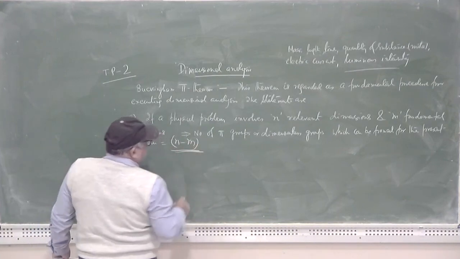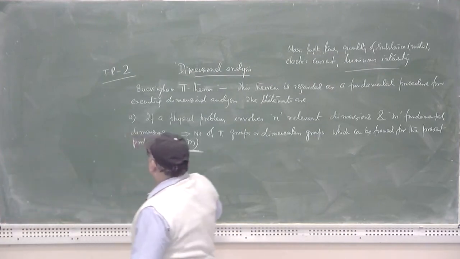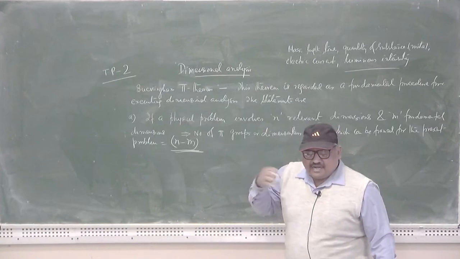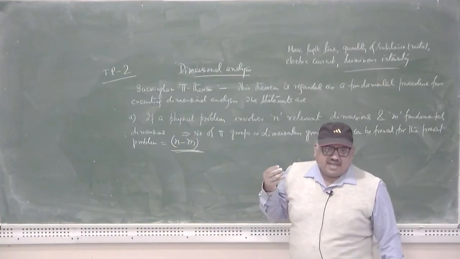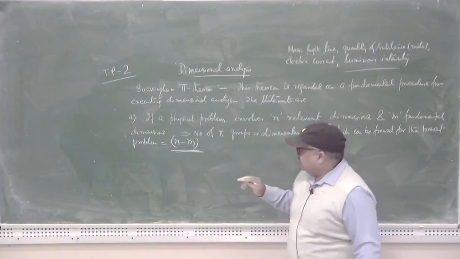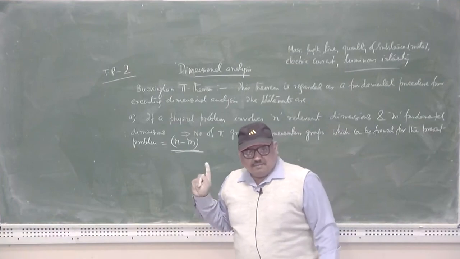So, n minus m is the number of dimensionless groups or pi groups which can be generated in this situation. That means, if n relevant dimensions are there and they in turn give rise to m fundamental dimensions, then n minus m is the number of pi groups which can be produced in this case.